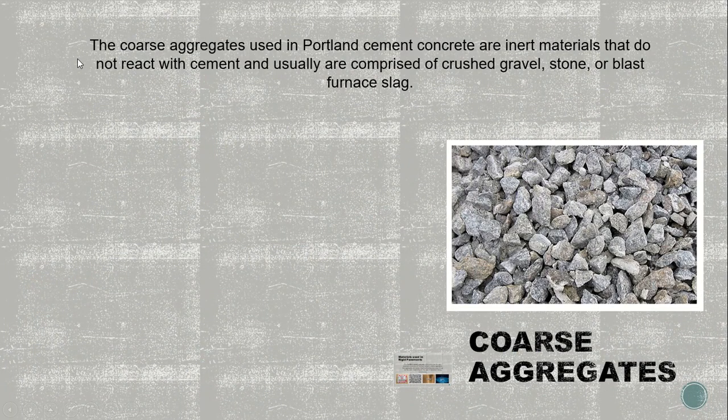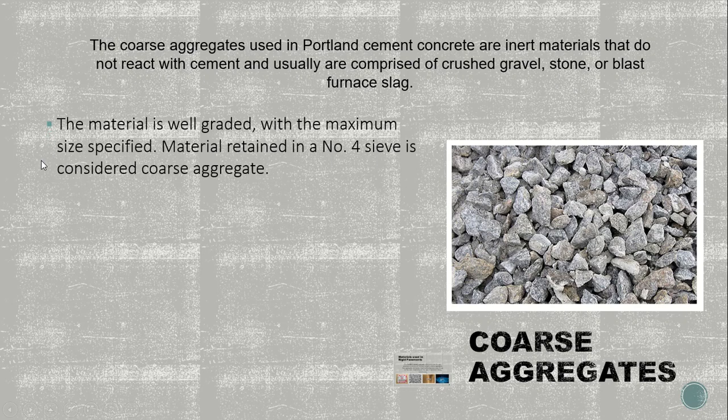The coarse aggregates used in Portland cement concrete are inert materials that do not react with cement and are usually comprised of crushed gravel, stone, or blast furnace slag. The material is well graded with the maximum size specified. Material retained on the number 4 sieve is considered coarse aggregate.